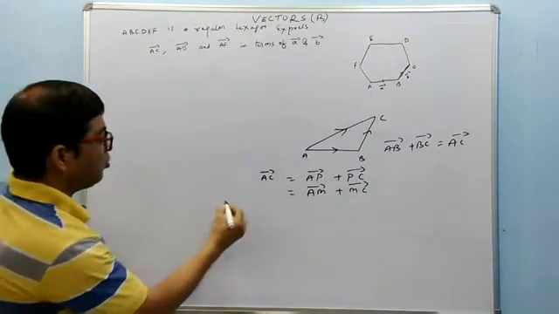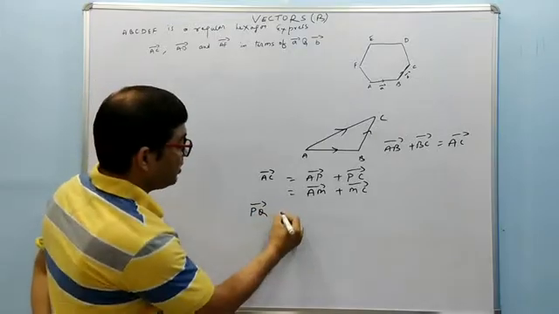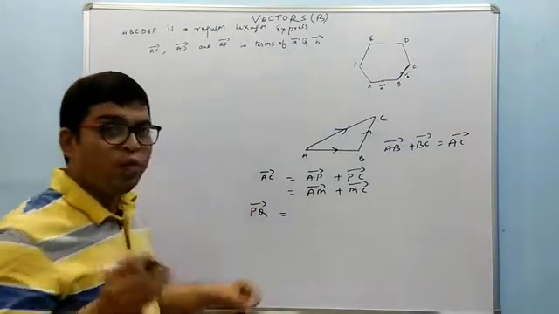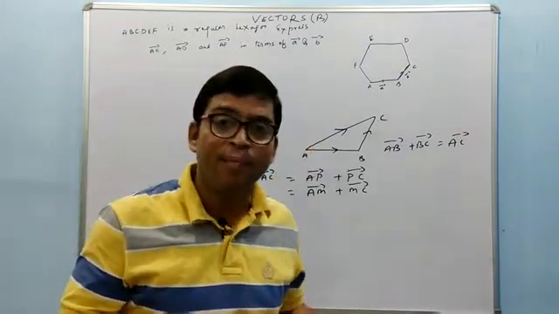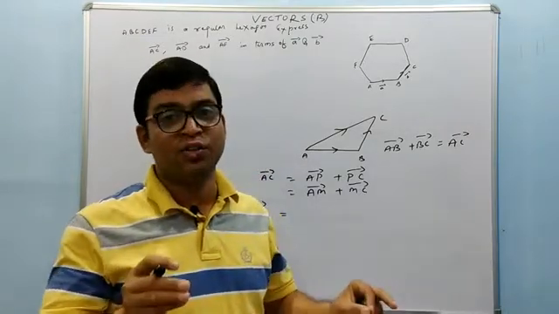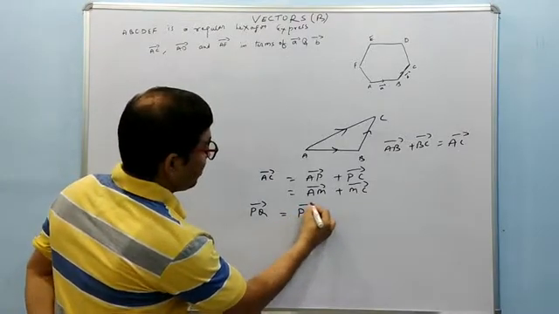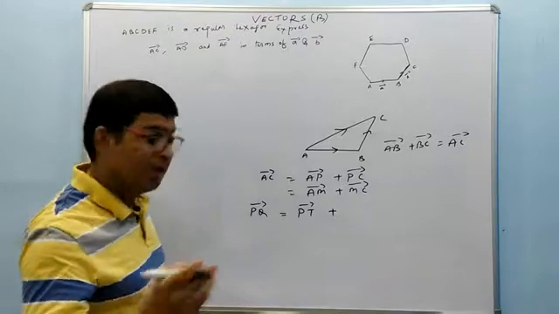Same way, suppose I have to write vector PQ as a sum of two vectors. It is a very easy technique, no need of seeing the diagram all the time. If you just develop this technique, you can easily find the resultant of vectors. PQ can be written as PT plus, what is that?